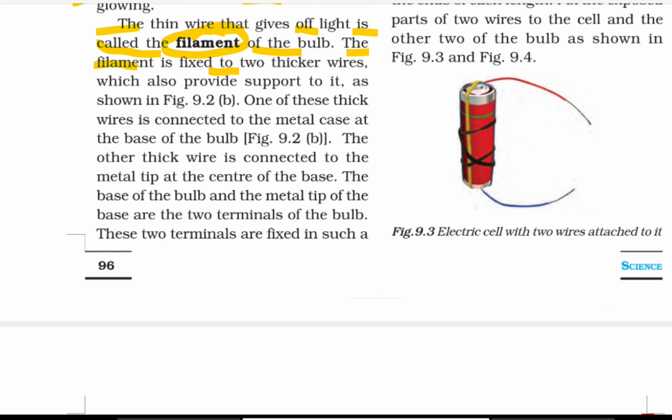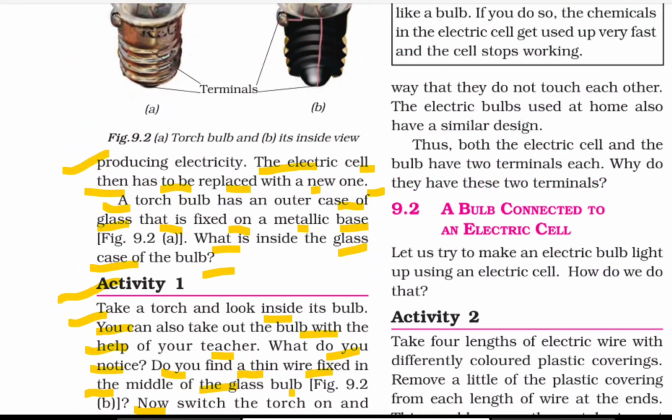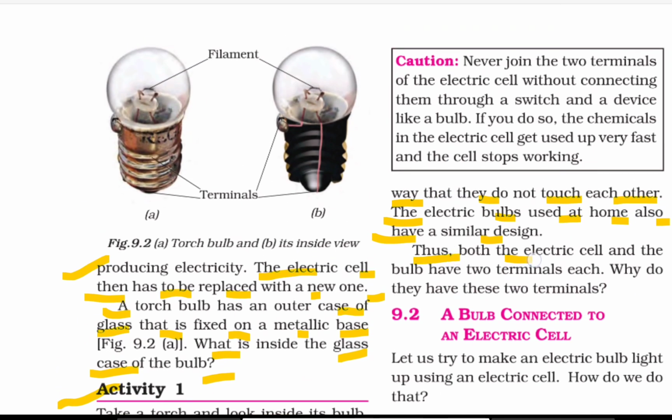The filament is fixed to two thicker wires which also provide support to it, as shown in figure 9.2b. One of these thick wires is connected to the metal case at the base of the bulb. The other thick wire is connected to the metal tip at the center of the base. The base of the bulb and the metal tip of the base are the two terminals of the bulb. These two terminals are fixed in such a way that they do not touch each other. The electric bulb used at home also has a similar design. Thus, both the electric cell and the bulb have two terminals each. Why do they have these two terminals?